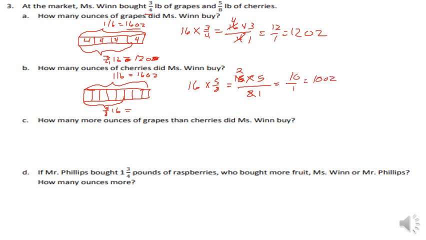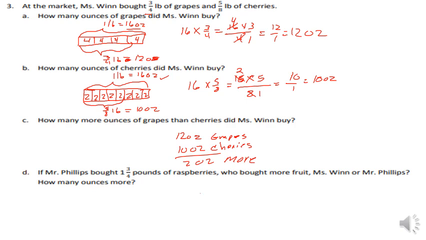So this one here equals 10 ounces. And it was divided into 5/8, so it's going to be 2 ounces each, because 10 ounces divided by 5 would be 2 each. When I put them in there, 8 times 2 is 16, so it checks. Now, how many more ounces of grapes than cherries did Mrs. Wynn buy? Well, she bought 12 ounces of grapes. She bought 10 ounces of cherries. So she bought 2 ounces more.